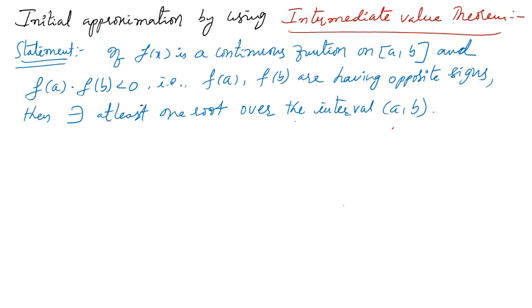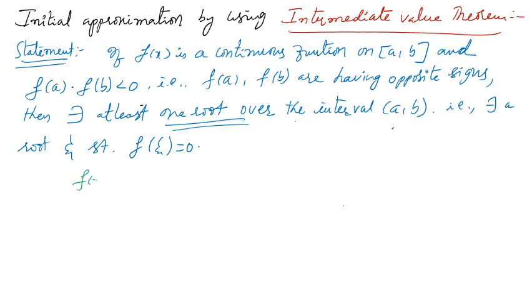Okay, so this is the one root over the interval a comma b, or one can extend this: there exists a root xi such that f of xi equals 0. Let me explain this graphically. What is the equation? f of x equal to 0 is the equation.